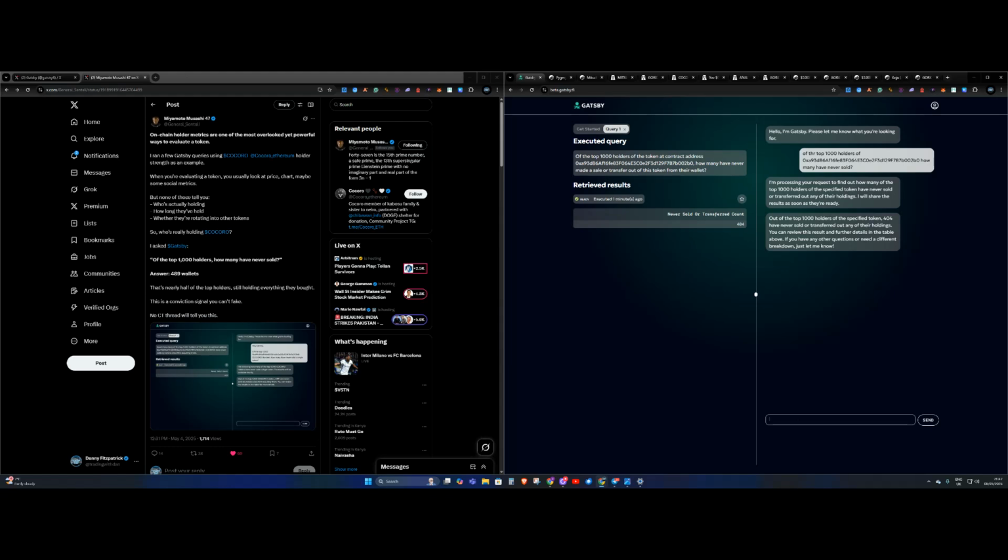If I just said, what other tokens have these holders bought, it will basically try and list all the tokens that these wallets have ever bought. So that's why we are restricting it to the last 7 days.